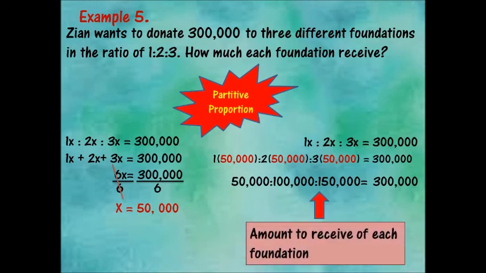Therefore, these are the amount to receive ng bawat foundation na napili ni Zian. Yung isa ay 50,000, yung isa 100,000, at yung isa ay 150,000 pesos. And that is what we call the partitive proportion.